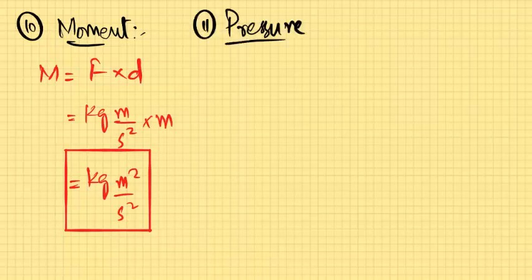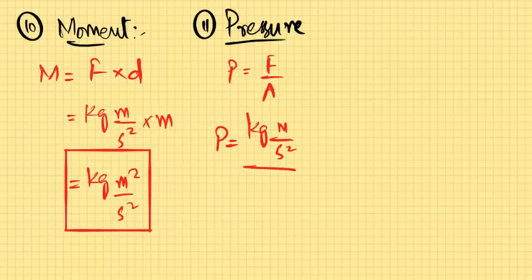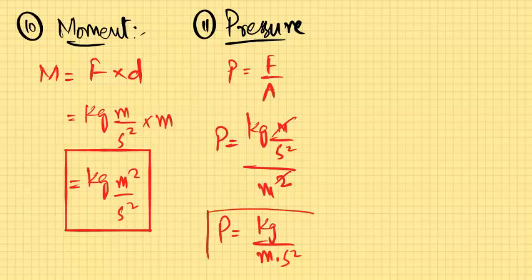Now the 11th example that we have is of pressure. For pressure, again we need to know the equation of pressure. Pressure is force per unit area. In the previous examples we have already seen that force is kilogram meters per second square, whereas area is meter square. This meter and this square will get cancelled, and I will be left with kilograms per meter per second square.